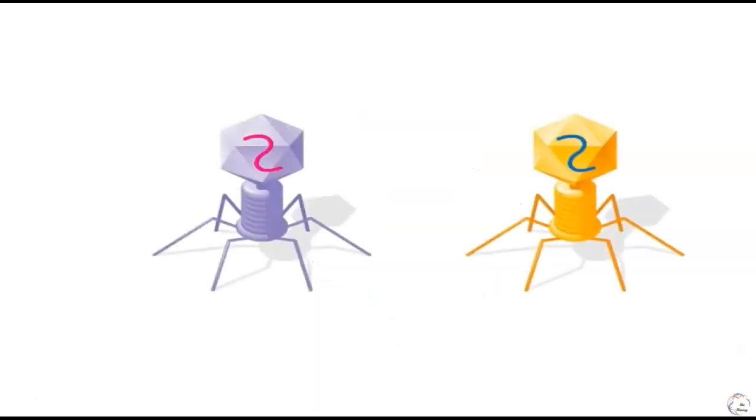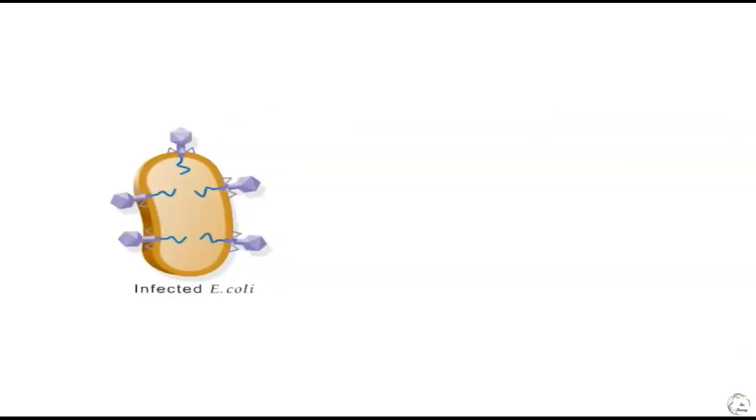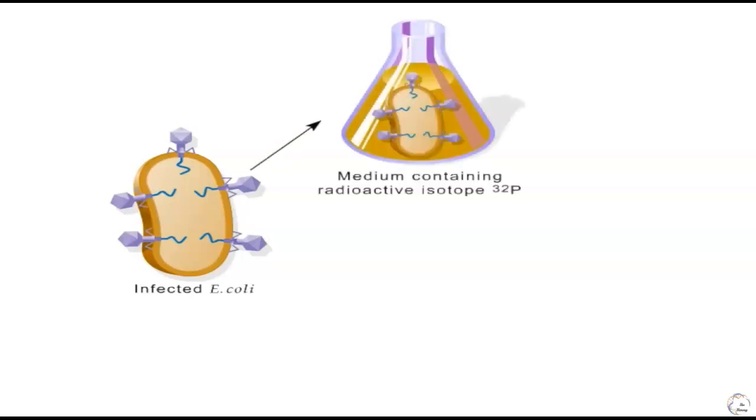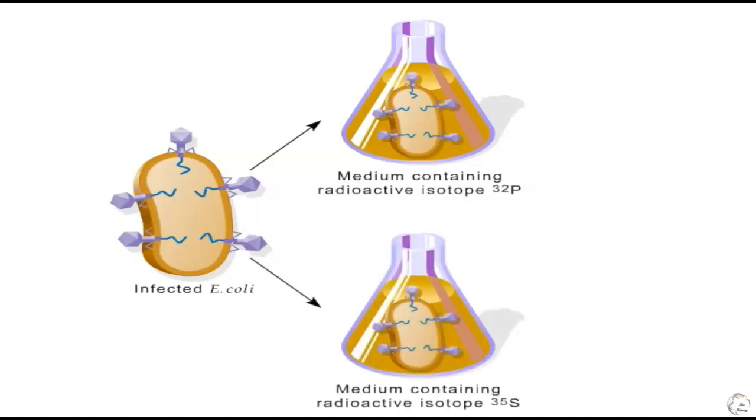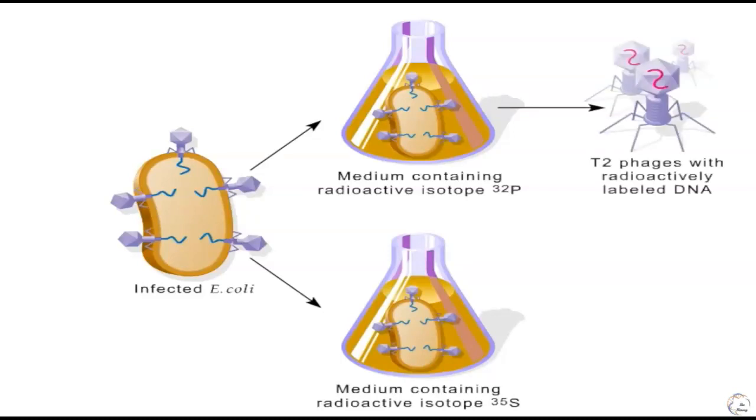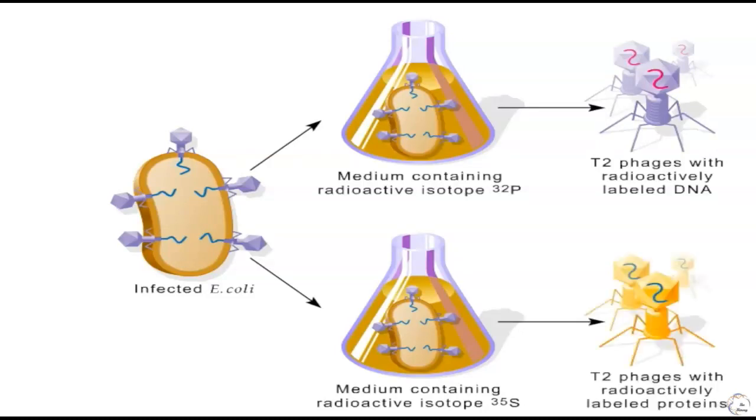For their experiment, the scientists prepared T2 phages that either had radioactive DNA or radioactive proteins. To make the components radioactive, Hershey and Chase infected E. coli with T2 and grew the bacterial cells in two different culture media, one containing the radioactive isotope phosphorus-32 and the other containing the radioactive isotope sulfur-35. All the phages released from the bacteria grown in the phosphorus-32 medium had radioactively labeled DNA, while all the phages released from the bacteria grown in the sulfur-35 medium had radioactively labeled proteins.